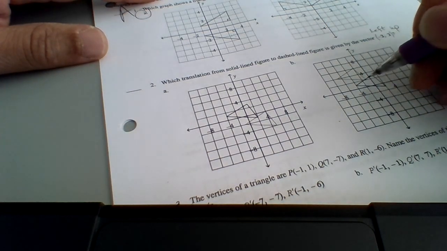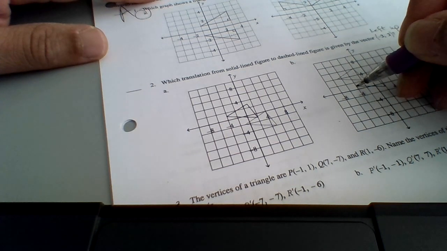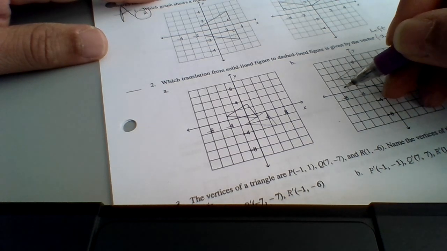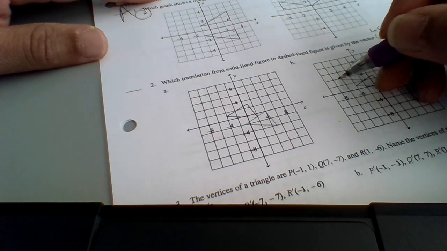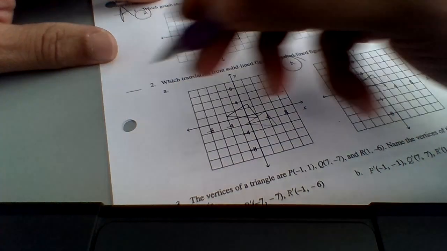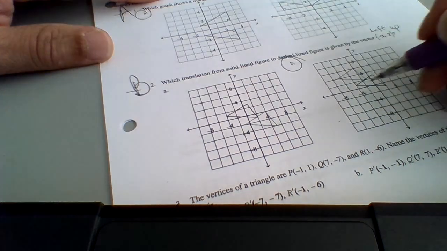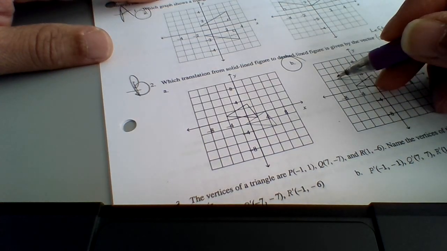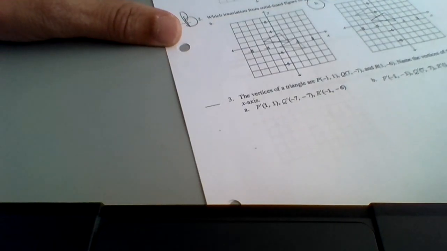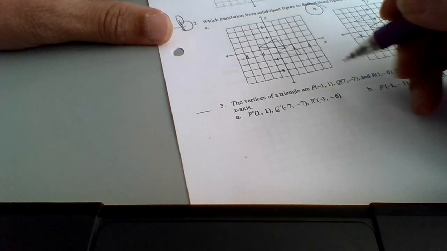Solid to the dash, if I go from this point, I go 2, 2, and then 3. 2 to the line, and then halfway would be 3, and then 2, and then halfway would be 3. So B is my answer. I went to the left and I went up 3 on both of those. Solid to the dashed line.